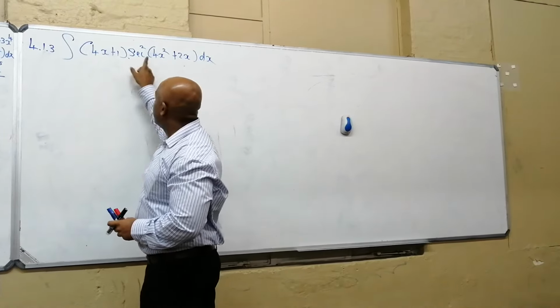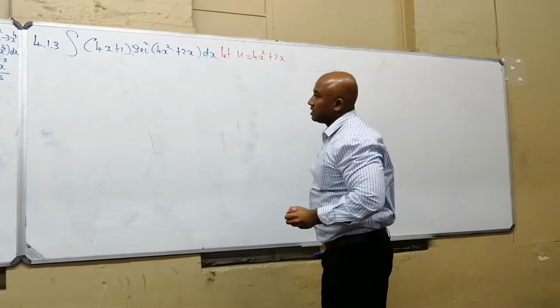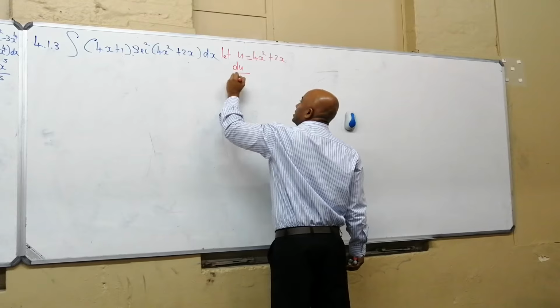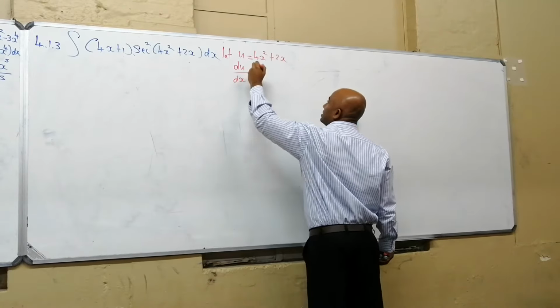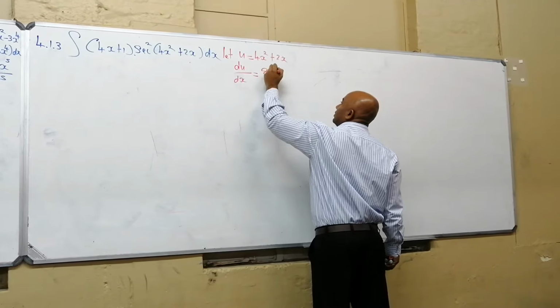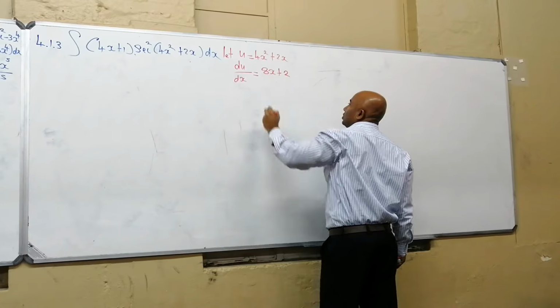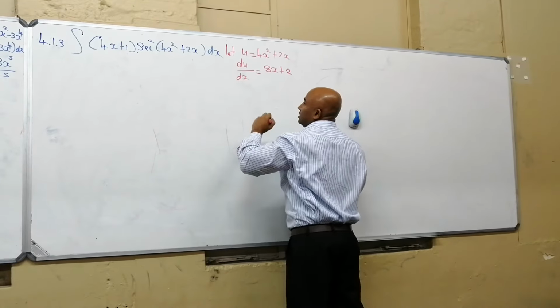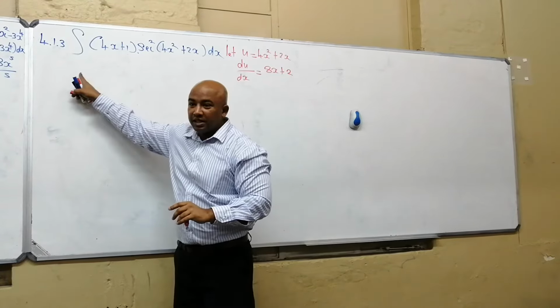So what we can do is, let u equal to 4x squared plus 2x. So therefore, du over dx, the derivative of 4x squared is 8x, the derivative of 2x is 2. Okay, so now if you look at it, we are expecting this to cancel with this here.